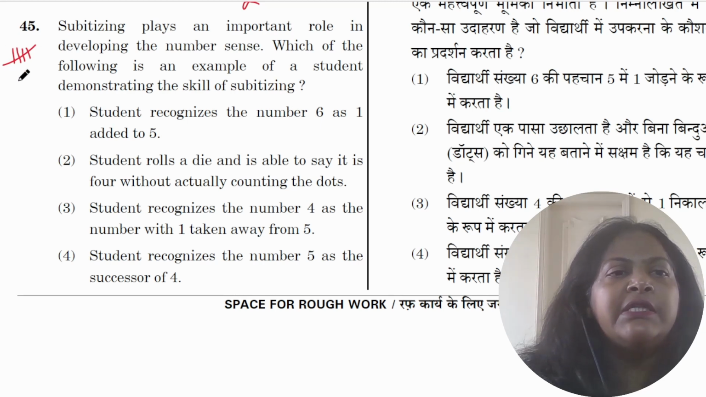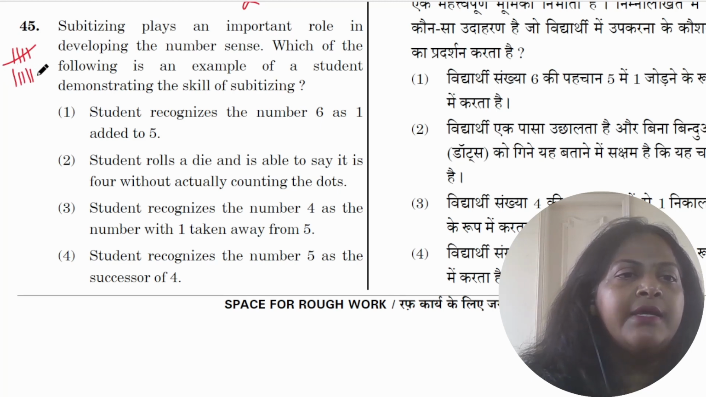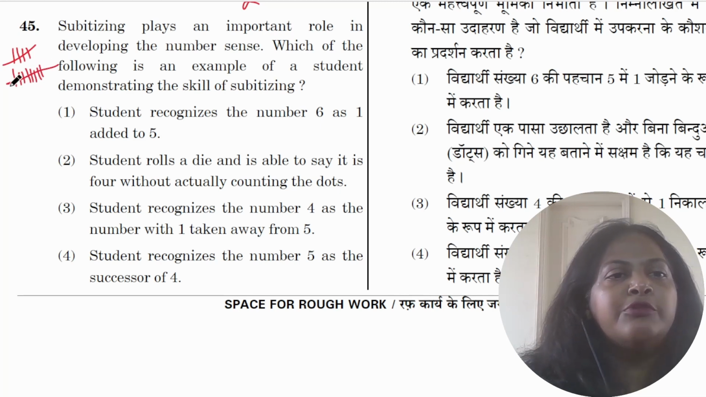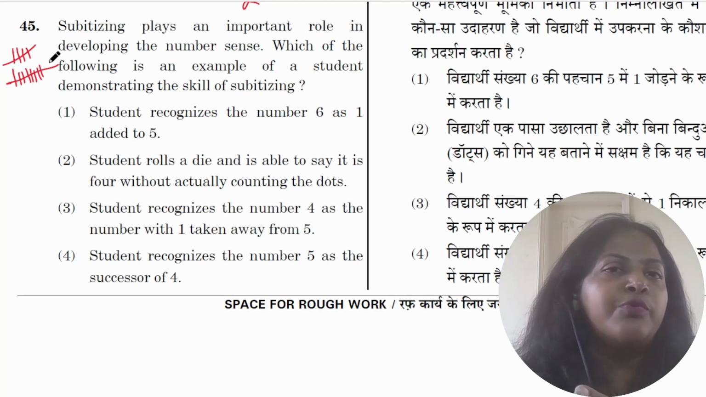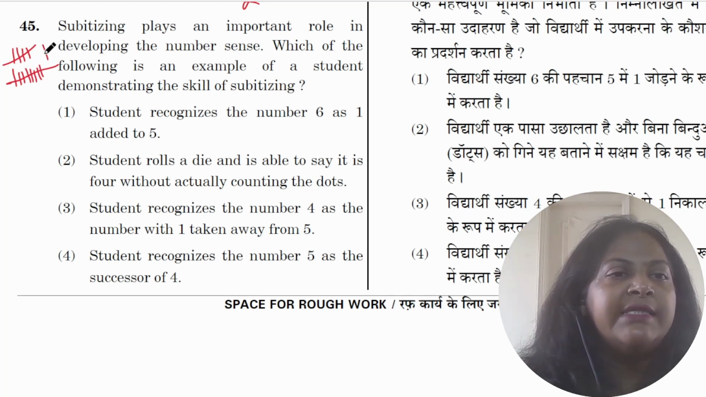So whenever you see this symbol, you know that this is 5. Many people use tallies like this, maybe up to 10. So this is 5, 6, 7, 8, 9, and then 10. So they know that this is 10. Just by looking at a pattern, you know the number. It is also used in dice.